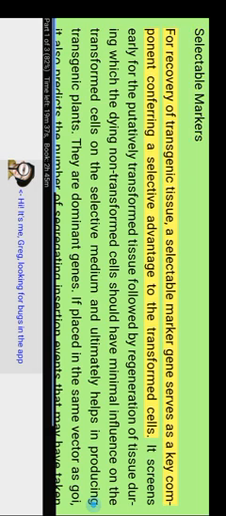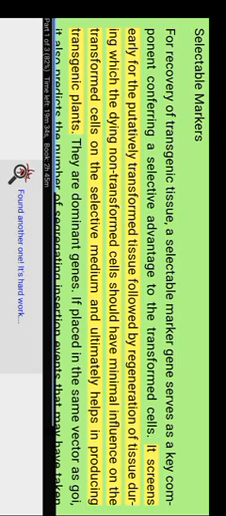Selectable markers. For recovery of transgenic tissue, a selectable marker gene serves as a key component conferring a selective advantage to the transformed cells. It screens early for the putatively transformed tissue, followed by regeneration of tissue, during which the dying non-transformed cells should have minimal influence on the transformed cells on a selective medium, and ultimately helps in producing transgenic plants. They are dominant genes.